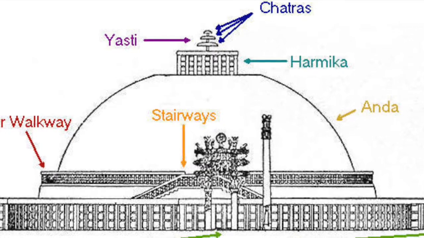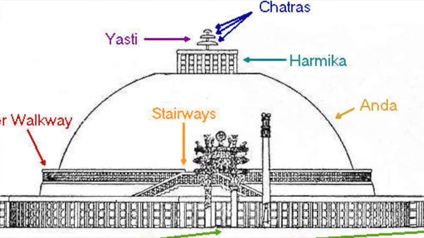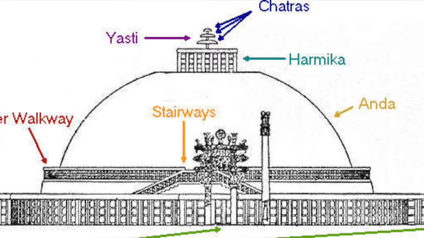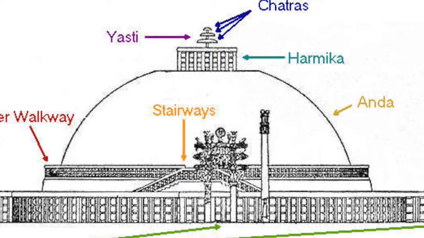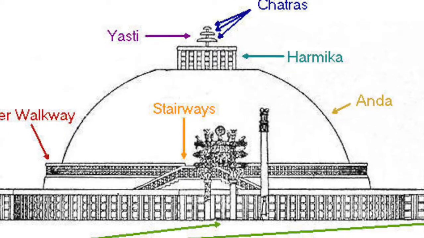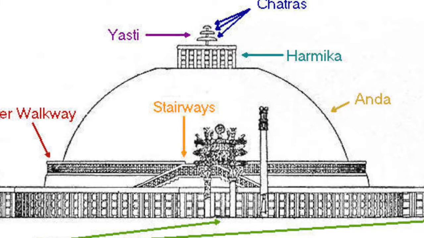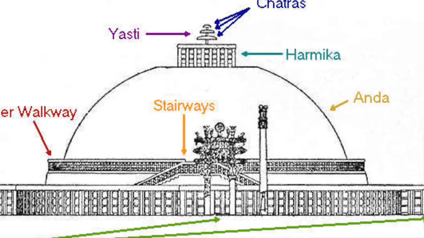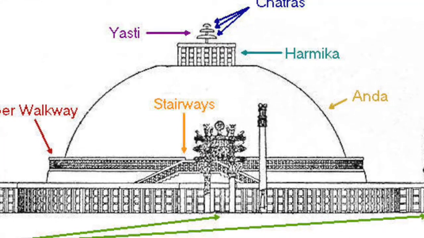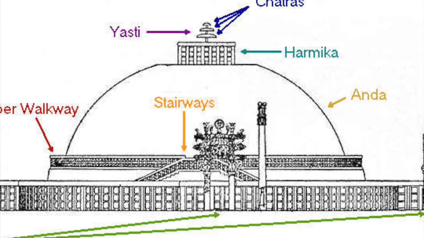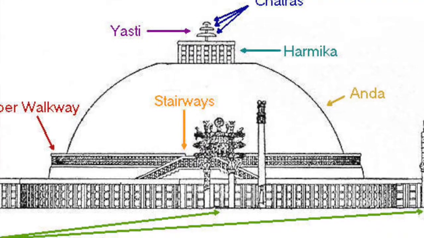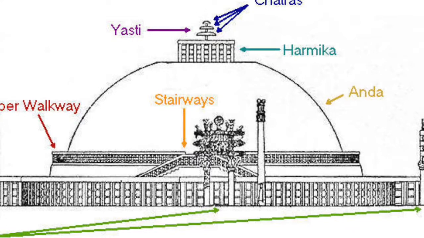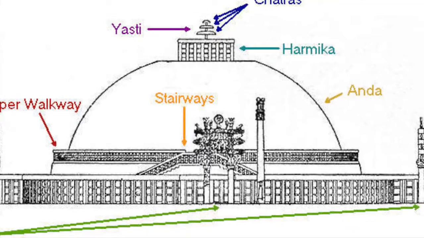The chhatra in English means umbrella, and when you relate the English definition to the purpose of what the chhatra is supposed to symbolize within the Sanchi Stupa, the chhatras symbolize the various heavens of the Buddhist belief system, in addition to symbolizing royalty and protection.